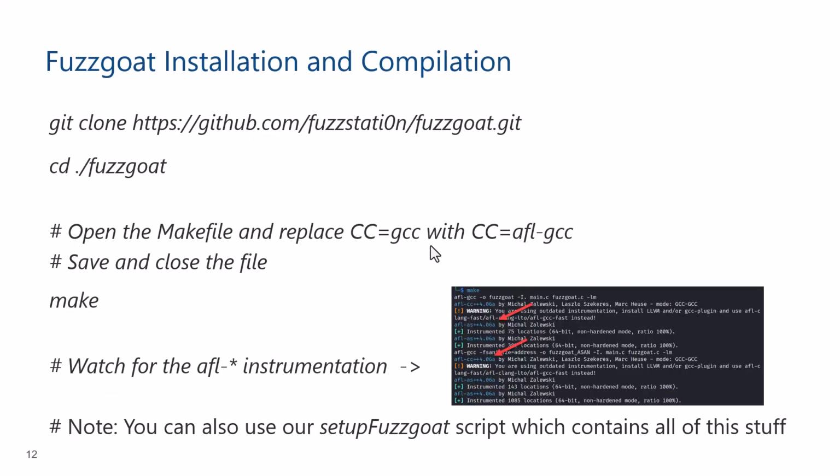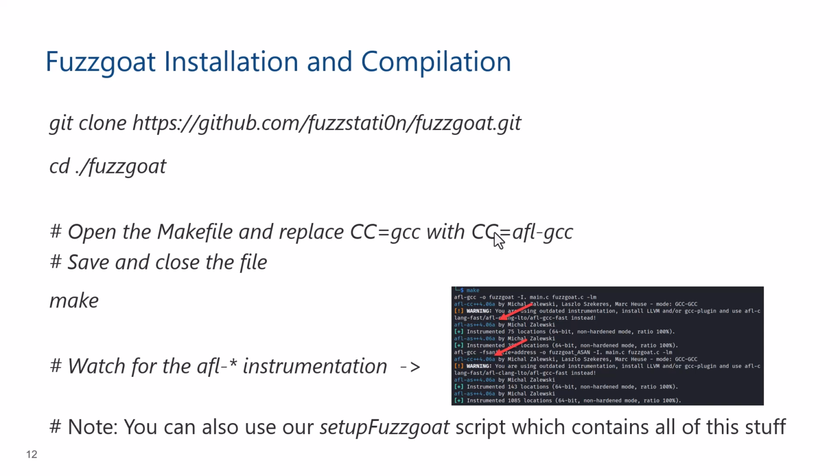Now we need to download FuzzGoat and build it and install it, and then we're going to compile it with our afl-gcc. So just do a git clone in whatever directory you want to. We have it under our exercise directory. cd into FuzzGoat. But before you do anything else, open up the makefile and then replace CC=gcc with CC=afl-gcc. In fact, I think it's already done for you. But the reason why I put this up is for your Visionaire project, if you were using GCC, you would do the exact same thing.